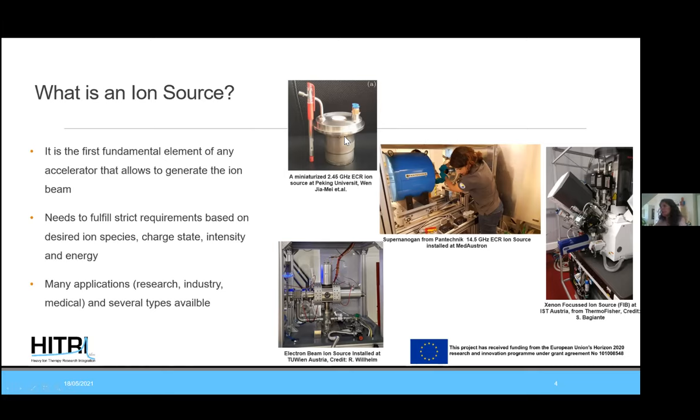We can have the very smallest ion source. Here I show a picture of the one at Pekin, which is a 2.45 gigahertz ECR ion source. You see it's smaller than a pen. Then we also have, for example, the Supernanogan at MedAustron, which is quite a bit bigger. You also have applications of ion sources, for example in clean rooms, where through the ion source you want to do some ion milling experiments. This is the xenon focused ion source that is present at IST, and here you can see the EBIS that we also have. So we can go from very small to very big, and the range of charge state and current can be very different.